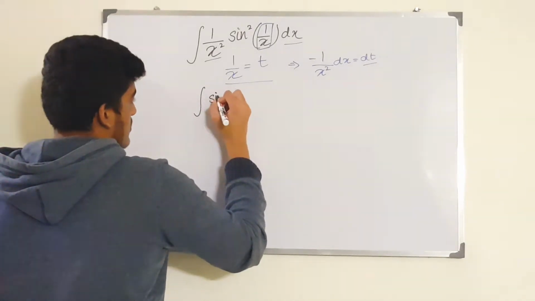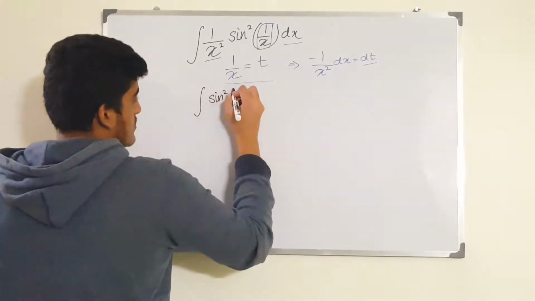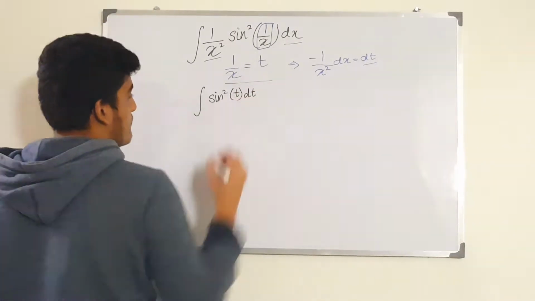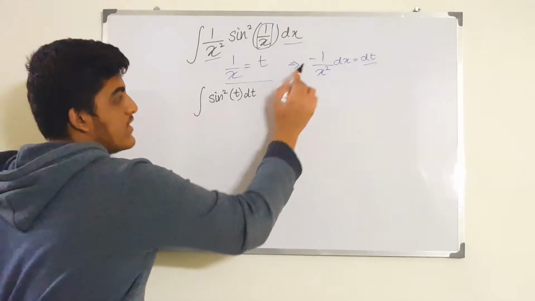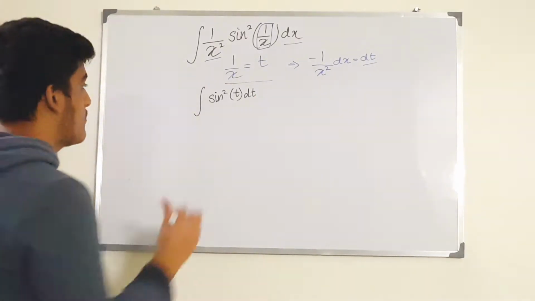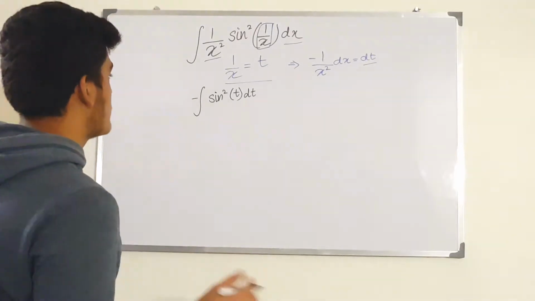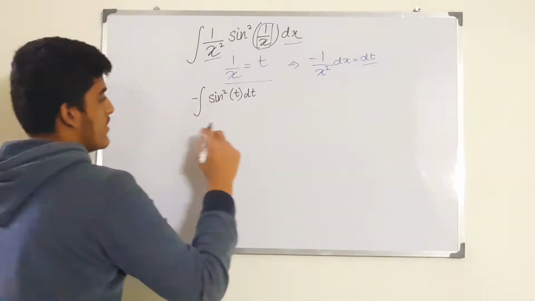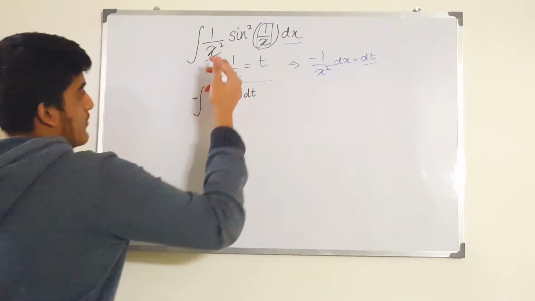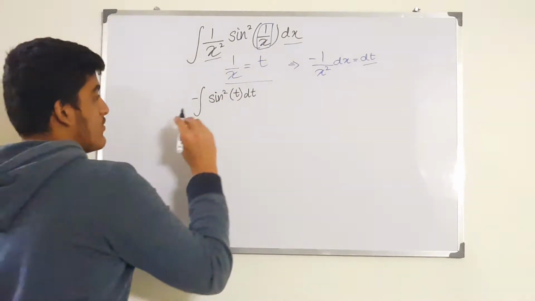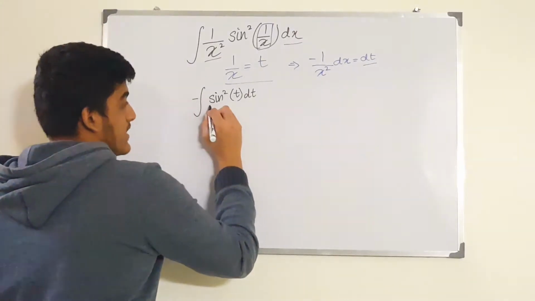Sine squared of t multiplied by dt. And since we have a negative sign here, not to forget that, we add it. It's a constant, so we just keep it outside of the integration sign. We have switched the variable from x to t now. Now how do I integrate this?